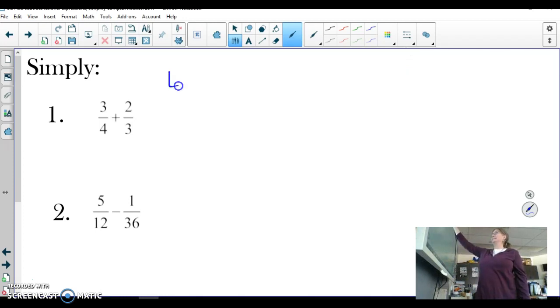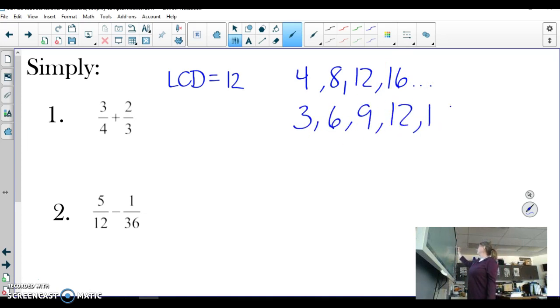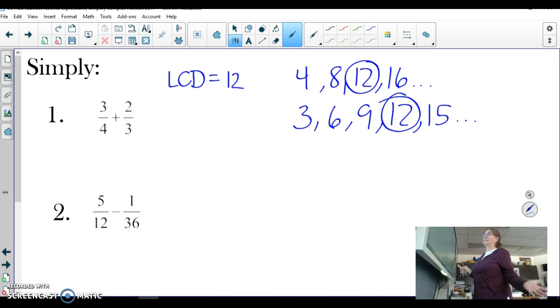So my least common denominator is, you're looking for a number that 4 and 3 go evenly into, and that would be, for this problem, 12. And you guys can probably just figure that out in your head. What you're doing is you're looking at all the multiples of 4, 8, 12, 16, etc., and all the multiples of 3, which are 3, 6, 9, 12, 15, etc., and the least common multiple is 12. So that's what you're really doing, but you probably just did it in your head.